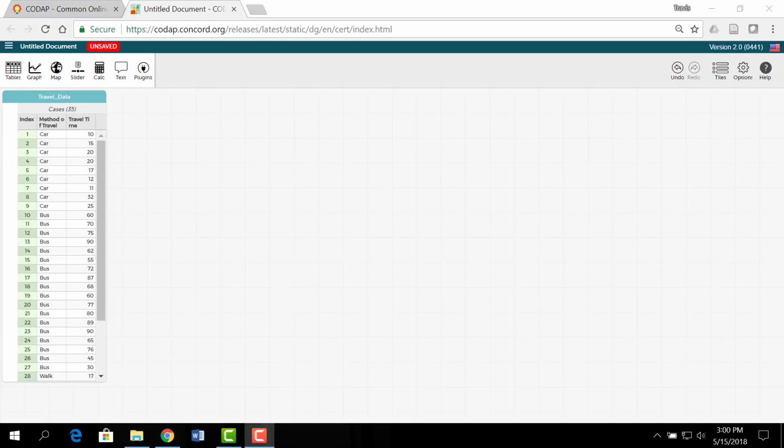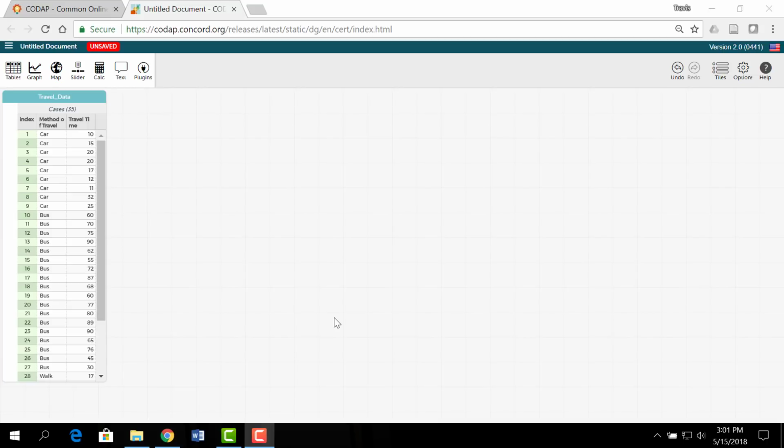Okay, so what we're going to do today is take a look at a set of data that is displaying two different variables. One of the variables is categorical, that being the method of travel, and the other is quantitative, which is the time of travel.